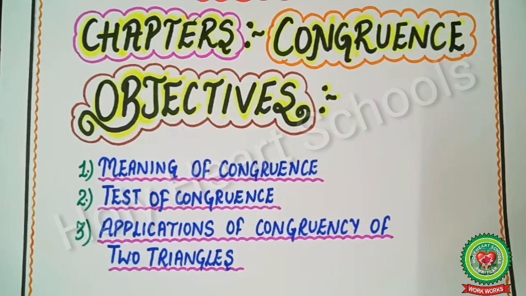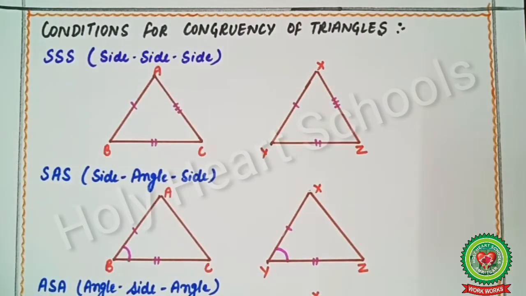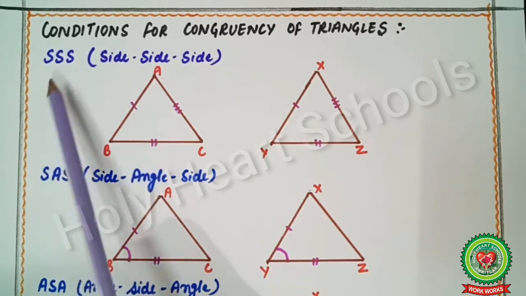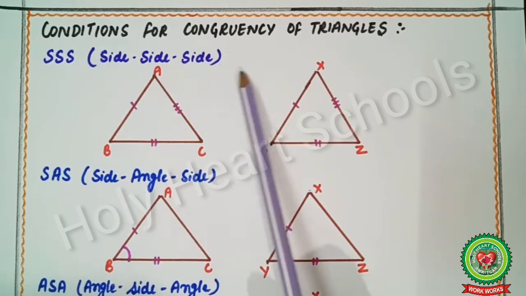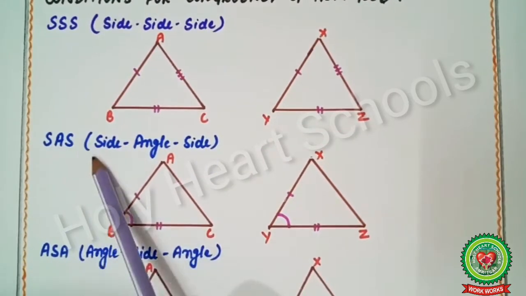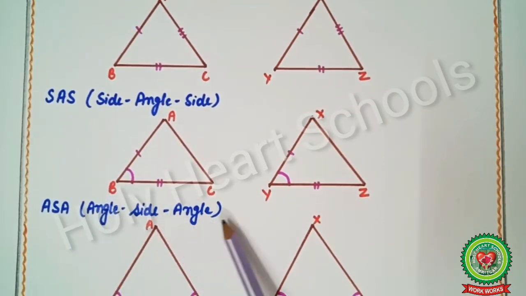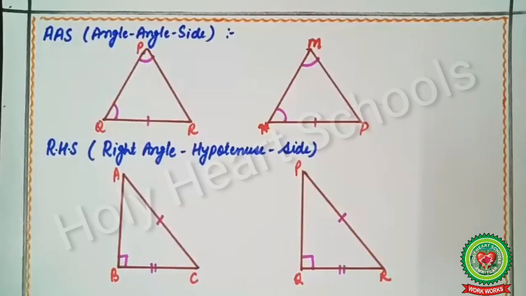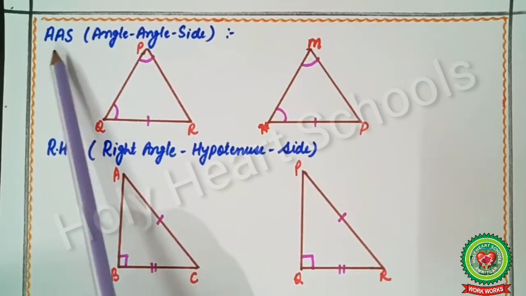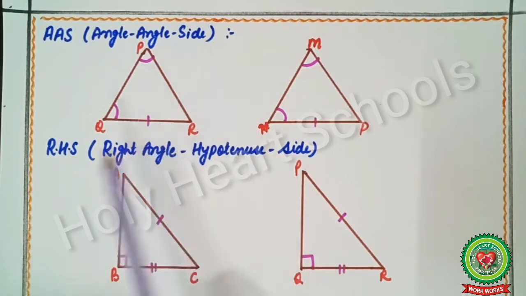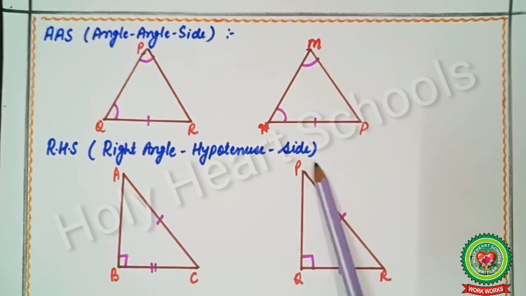So let's get started. Before starting some applications, we will quickly recall the criteria, that is, the tests that we are going to use for proving the congruency of triangles. First one is SSS, that is side, side, side, in which all sides we will take. Next is SAS, that means side, angle, side. Third one will be ASA, that will be angle, side, angle. And fourth one we will take AAS, that is angle, angle, side. And fifth one will be RHS, that means right angle, hypotenuse and side.